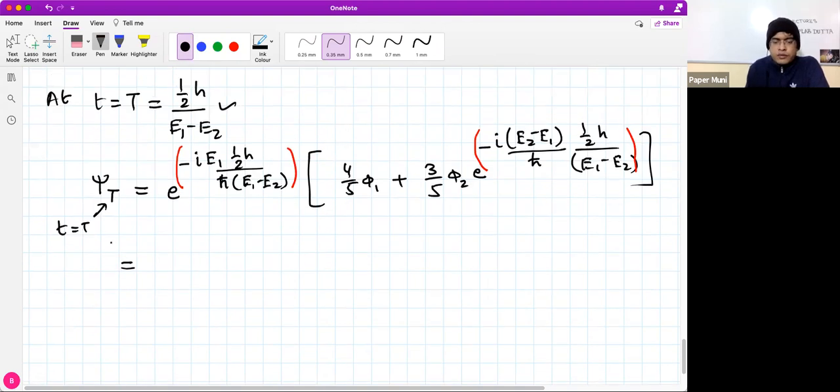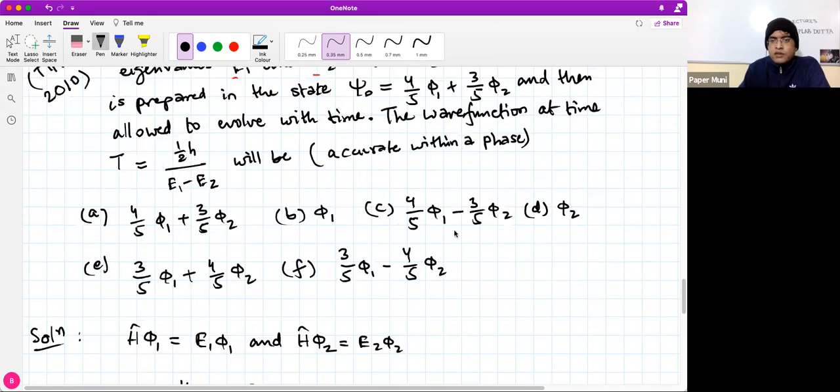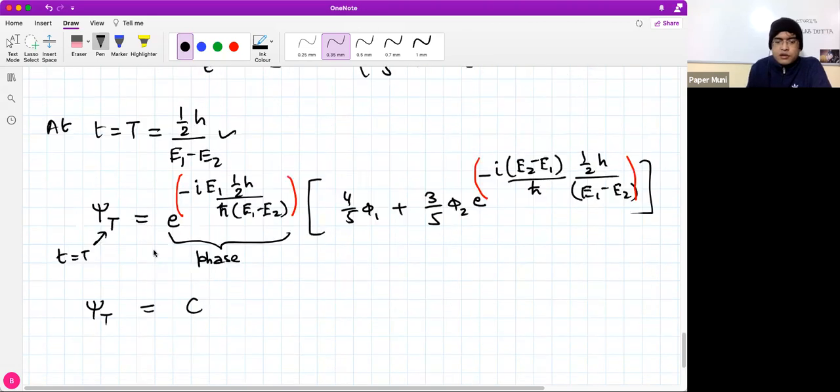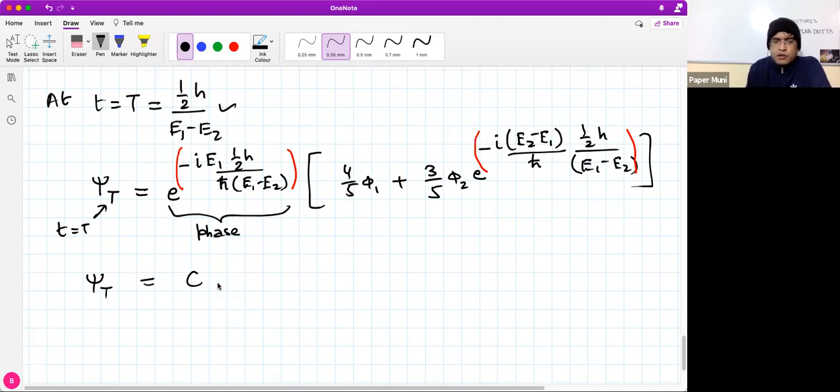So what will you get? The first term you get is this one. Now this is a kind of a phase. This adds a phase to the wave function. The question says that you can ignore this thing, accurate to within a phase. So this is a phase, and let's not worry about it, because we just have to give the form other than the phase. We don't need to worry about the phase here. So let's keep it to be c.